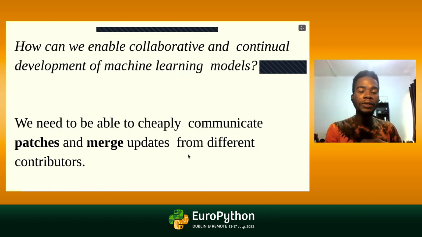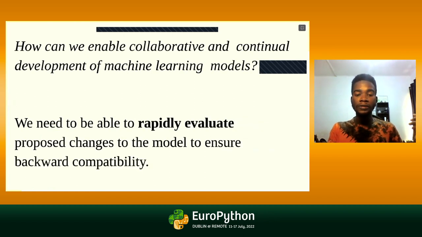So these two problems are solved, but there are still lots of other problems. I mean, other questions that we might need answers to. And one of them is we need to be able to rapidly evaluate proposed changes to the model to ensure backward compatibility. How do we do this? I mean, usually in open source software, we have tests, and anytime a change has been made, the test is run automatically and it evaluates the proposed changes and makes sure that it's not affecting what that particular library could do before, right?